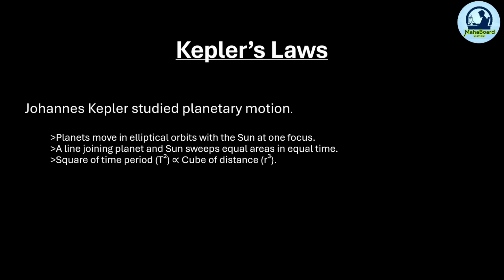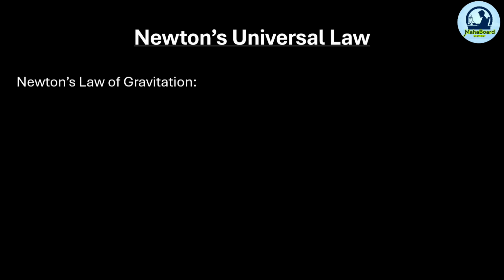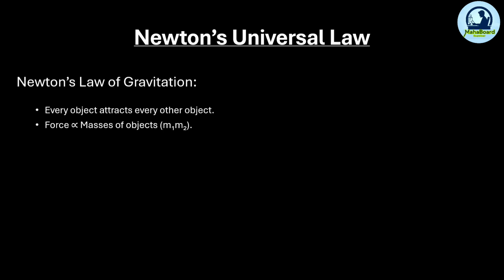After Kepler gave his laws of planetary motion, Sir Isaac Newton explained the reason behind them. He said that every object in the universe attracts every other object with a certain force. This is called the universal law of gravitation. The law states that every object in the universe attracts every other object. The force of attraction is directly proportional to the product of their masses and inversely proportional to the square of the distance between them.